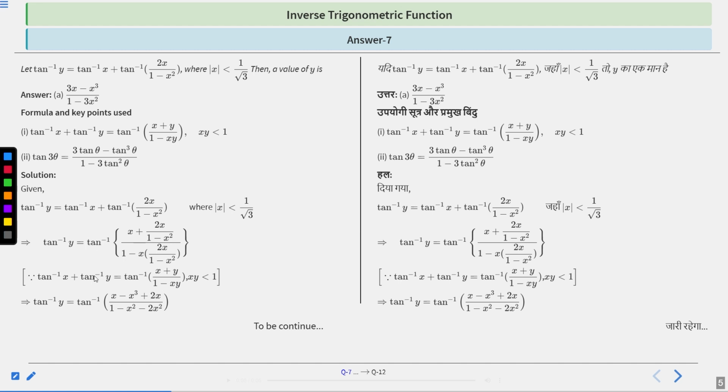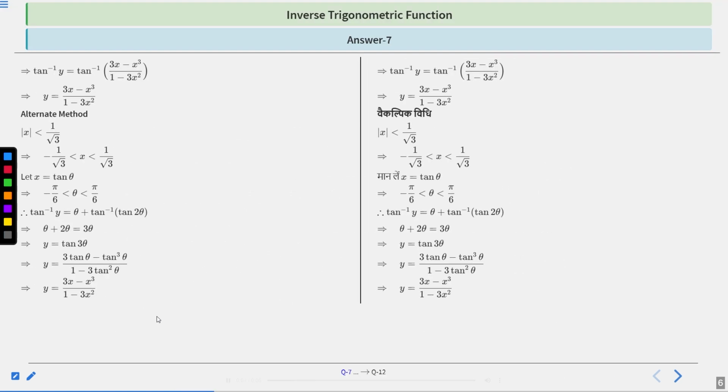Now, since tan inverse x plus tan inverse y is equal to tan inverse x plus y upon 1 minus xy, where xy is less than 1, tan inverse y is equal to tan inverse of x minus x cube plus 2x upon 1 minus x square plus 2x square. Clear? Now, tan inverse y is equal to tan inverse 3x minus x cube upon 1 minus 3x square. Therefore, y will be equal to 3x minus x cube upon 1 minus 3x square.